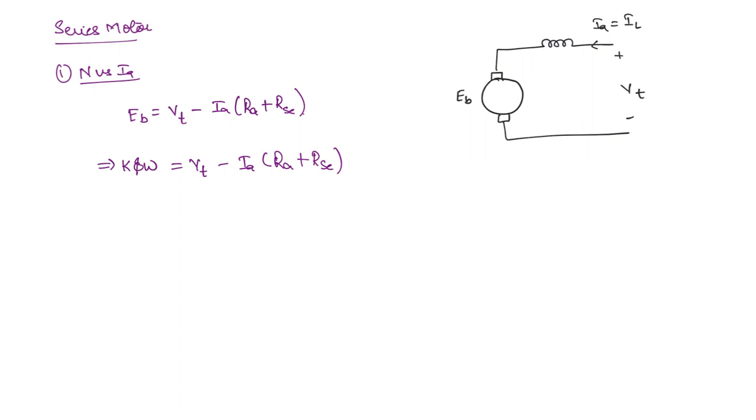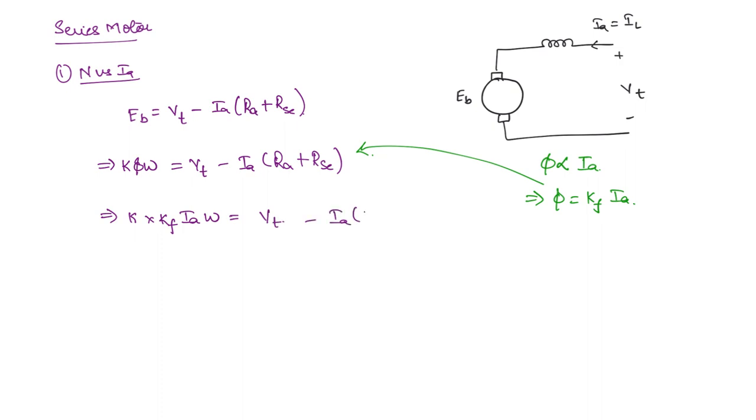But also here in the series motor, we know that the field flux, that is phi, is going to depend on the amount of current that is flowing through it. So you can say that phi is proportional to the armature current. So we will write phi is equal to some constant Kf into Ia, and that is what we are going to substitute in this expression. So then what you are going to get? K into Kf into Ia omega is equal to Vt minus Ia into Ra plus Rse.